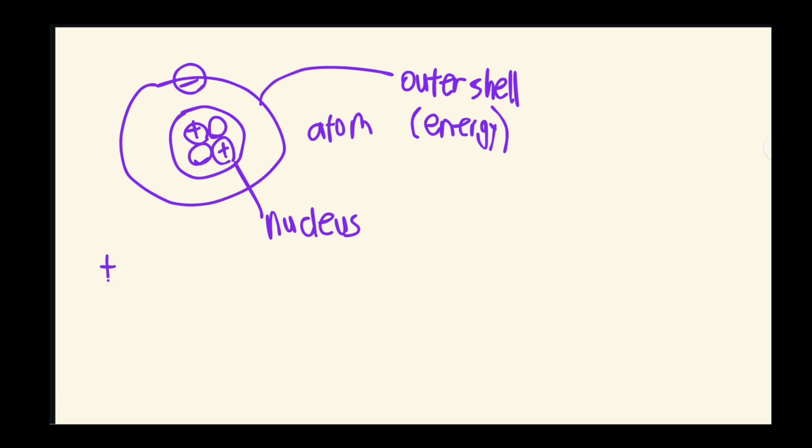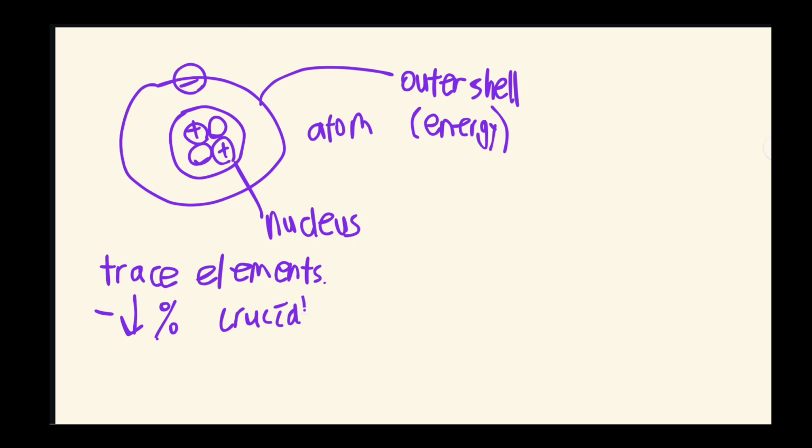There were also trace elements. These were elements that made up a smaller percentage in our body but were crucial. Examples were iron and iodine.